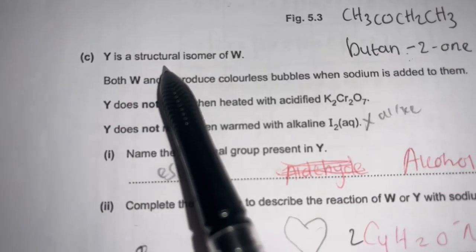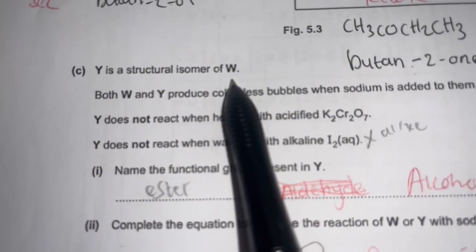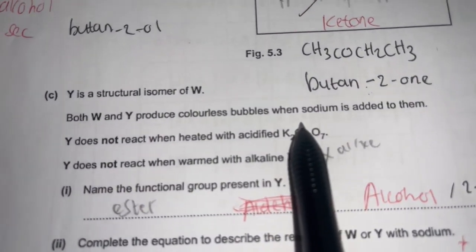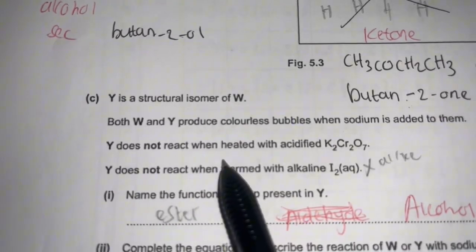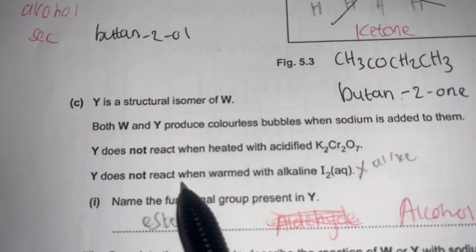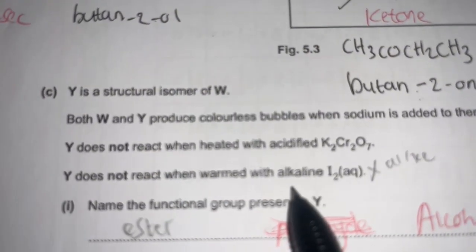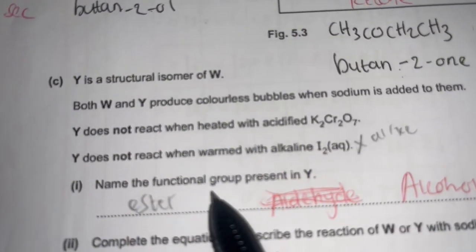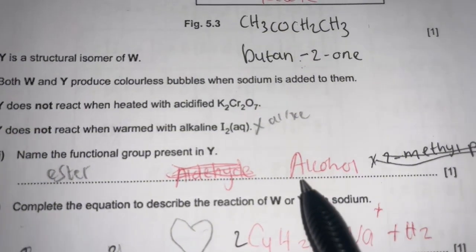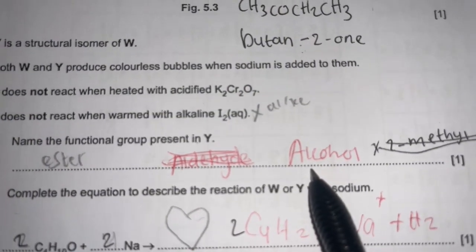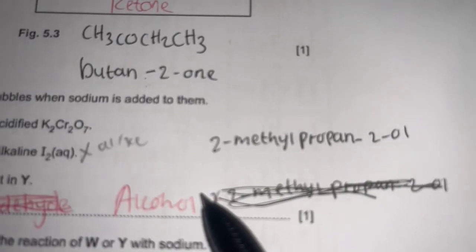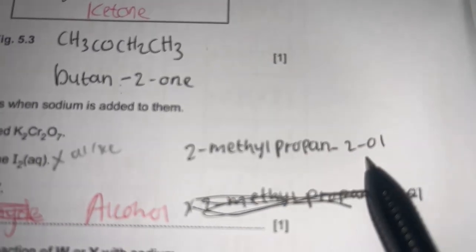Next, Y is a structural isomer of W. Both W and Y produce colorless bubbles when sodium is added to them. Y does not react when heated with acidified K2Cr2O7, and Y does not react when warmed with alkaline aqueous I2. Name the functional group present in Y. So, since it reacts with sodium, it contains an alcohol group. Since it is not oxidized, it must be a tertiary alcohol. So, it can be 2-methylpropan-2-ol.